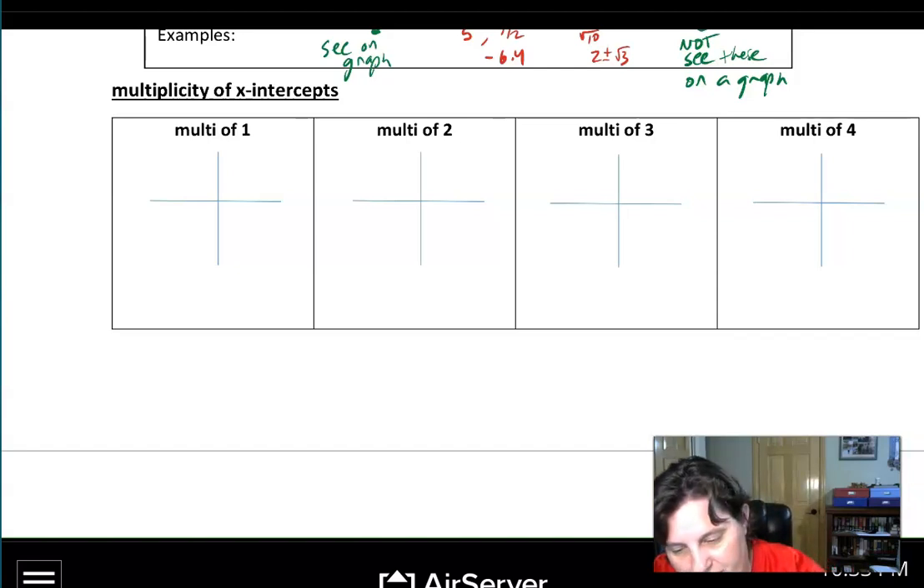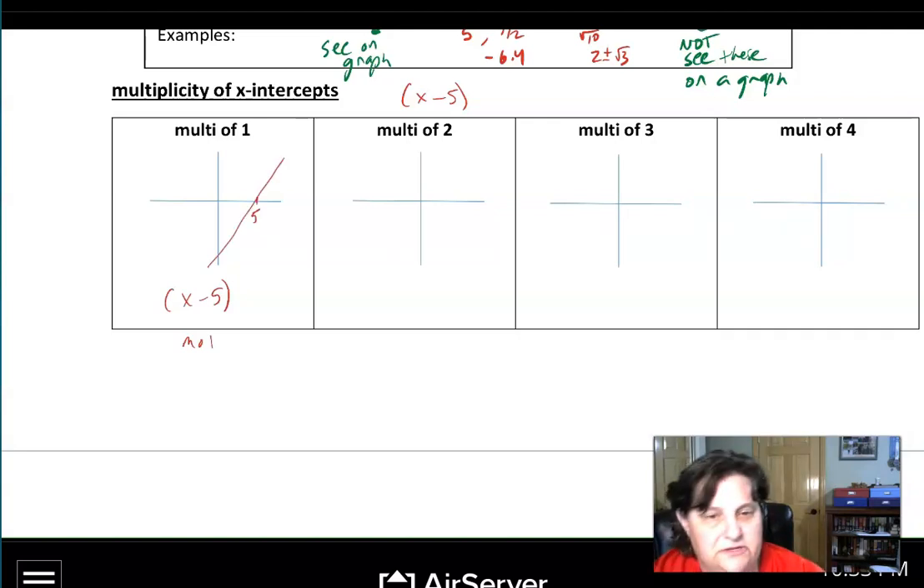Multiplicity of 1, 2, 3, or 4. Let's say I have a root. Let me use x minus 5. If I have a multiplicity of 1, what it looks like is it crosses at 5. It's actually just a straight line. It just crosses like that. It crosses normal.